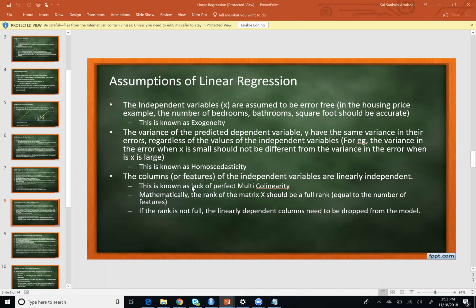The assumption in linear regression is that the features should be linearly independent. This is called lack of perfect multicollinearity. Mathematically, the rank of matrix X should be full rank, which we've seen in the previous lectures too, right? Because if the rank is not equal to the number of dimensions, then there are certain features which are dependent on each other. If the rank is not full, linearly dependent columns need to be dropped from the model. And we will see how the case study in R will tell us that. Let's just finish the theory part of it, then it'll be interesting to see the case study.